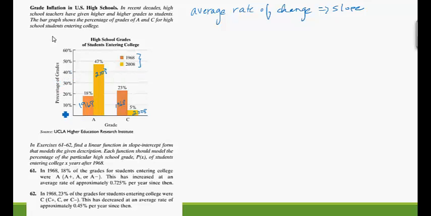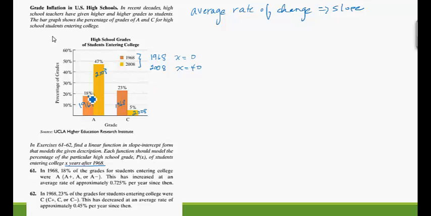In this case, there's 40 years. So we want to find a linear function in slope-intercept form that models this given description. Each function should model the percentage of the particular high school grade, P of X, of students entering college X years after 1968. So here in 1968, X is going to be 0, and in 2008, X is going to be 40 because it's 40 years after 1968.